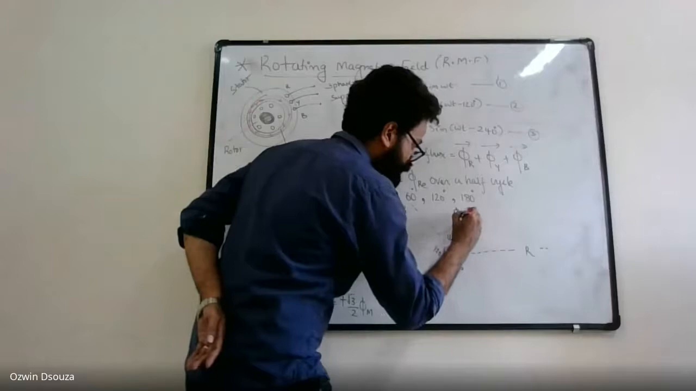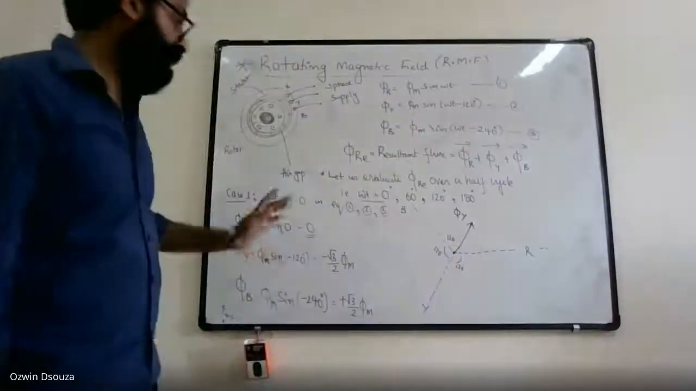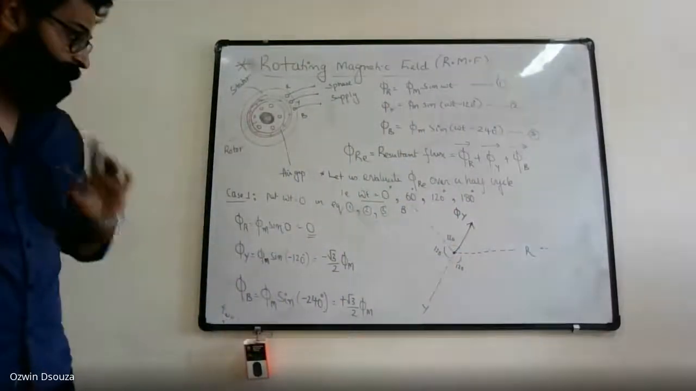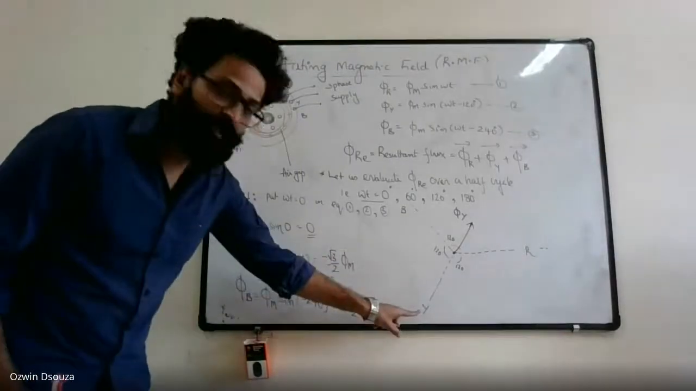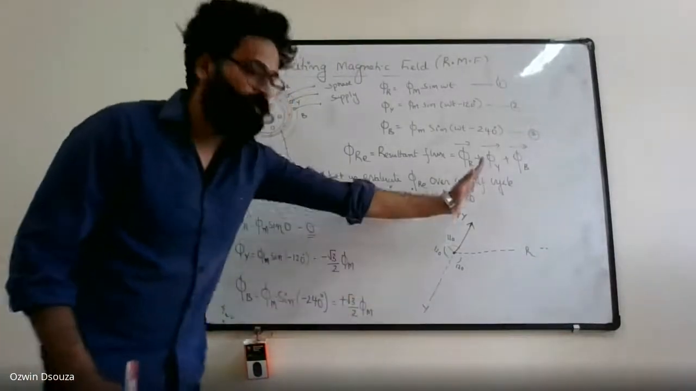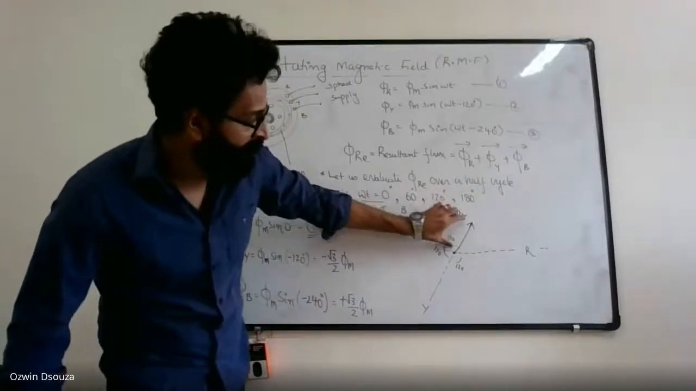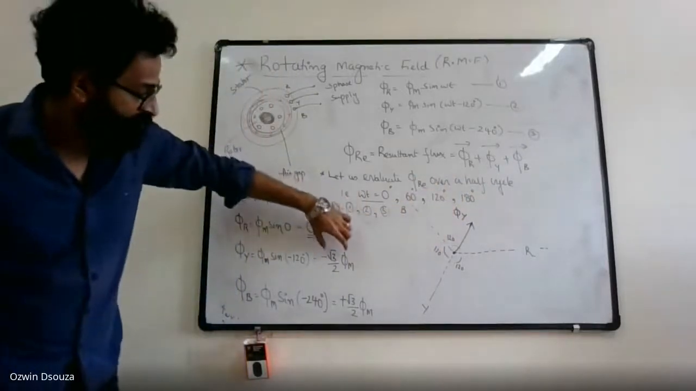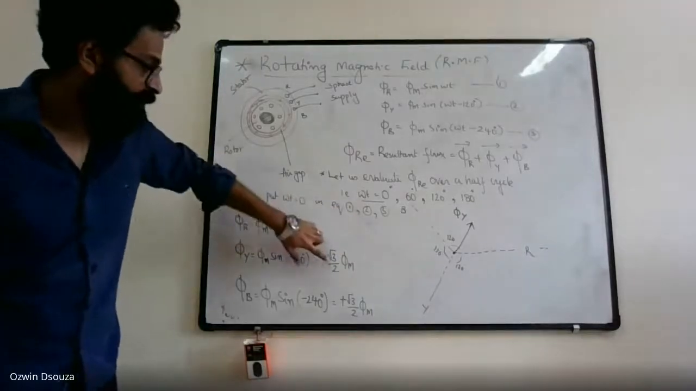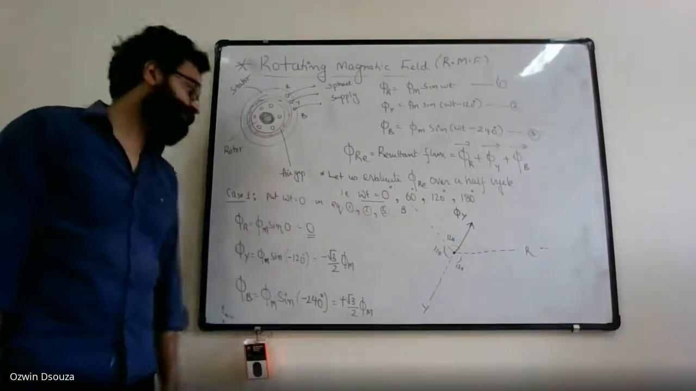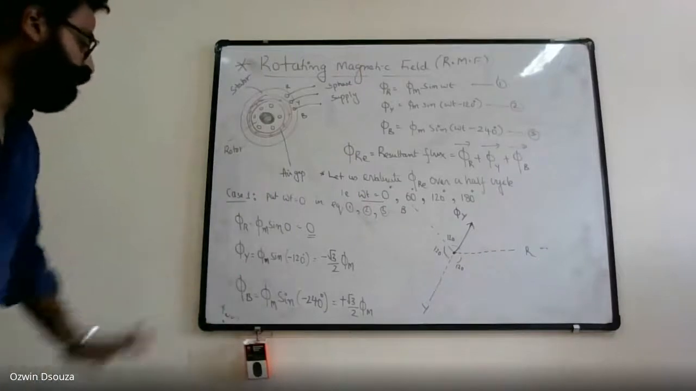Let's call this phi y. I hope you are understanding. Negative sign is there. Hence, you have to project the y-axis in the opposite direction. And this length refers to the value of phi y, which is root 3 by 2 phi m. All right, fine. Next, you go for phi b.